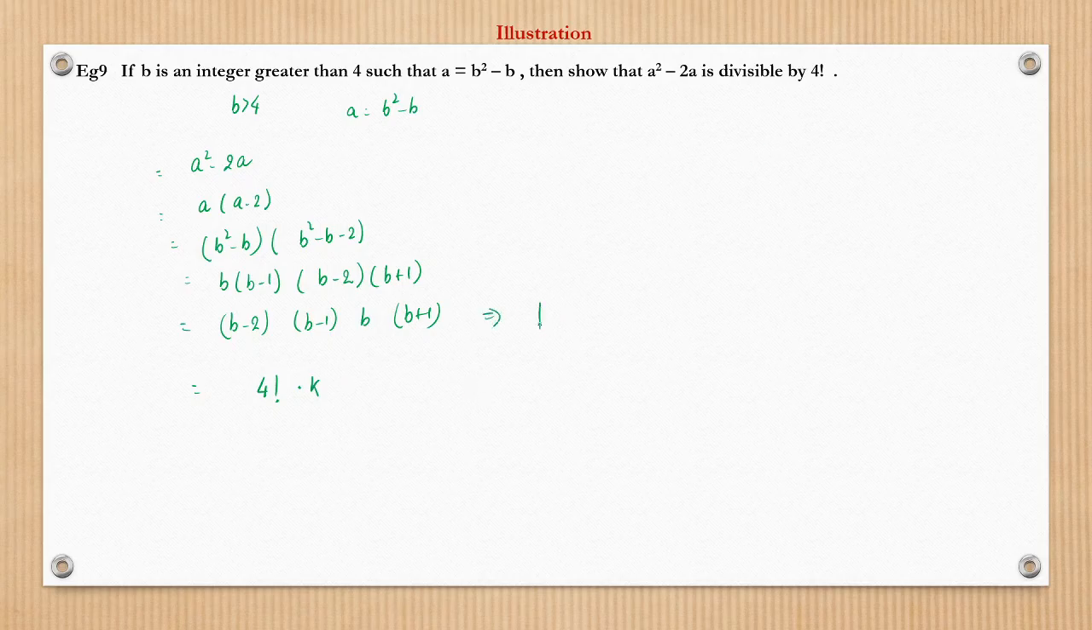This is nothing but the product of 4 consecutive natural numbers, which is a multiple of 4 factorial. Right? So hence this is proved.